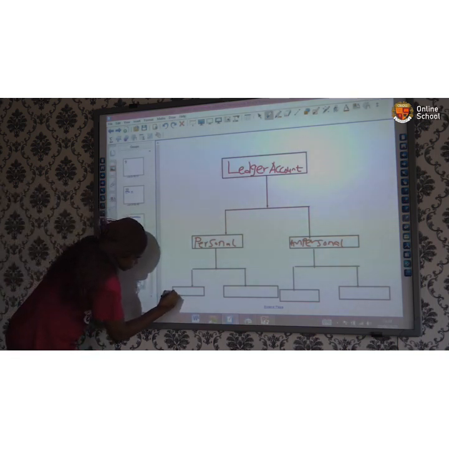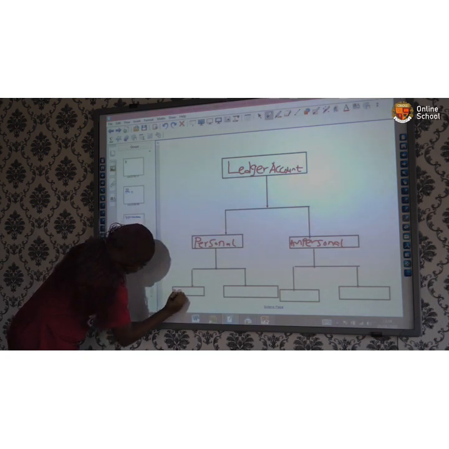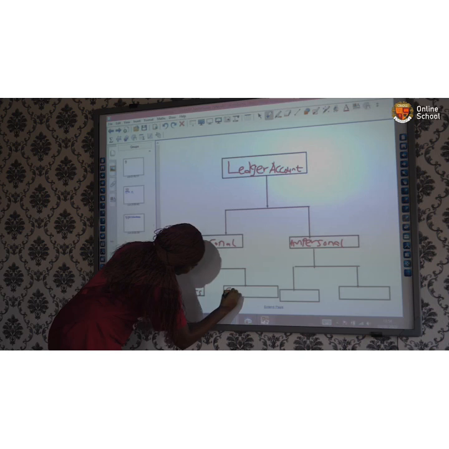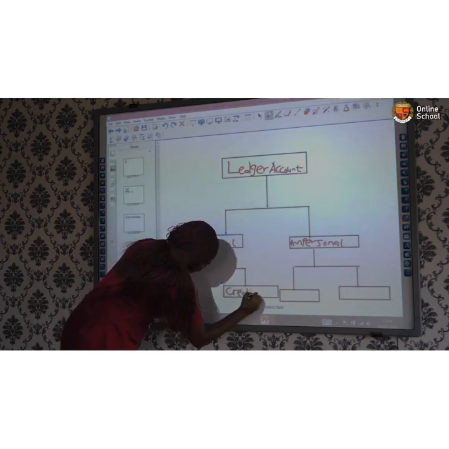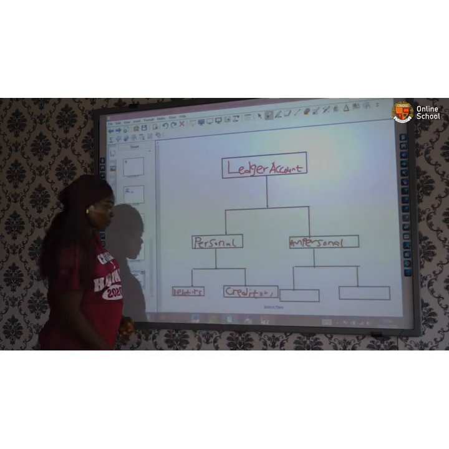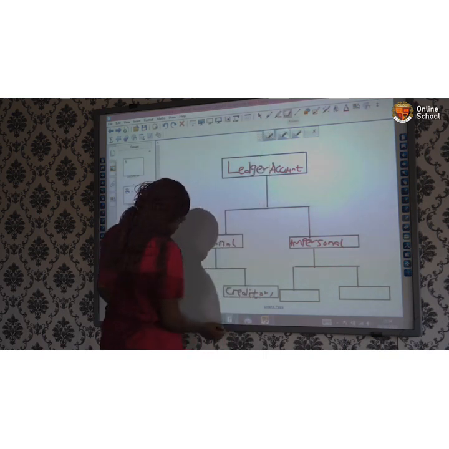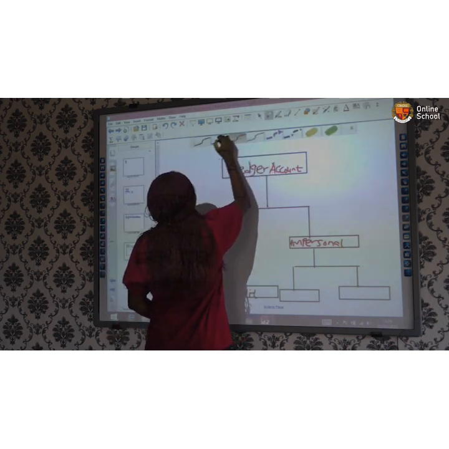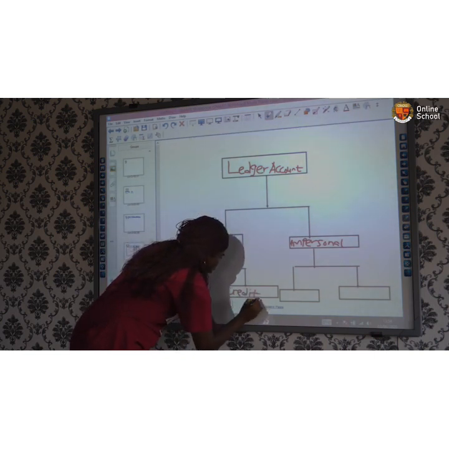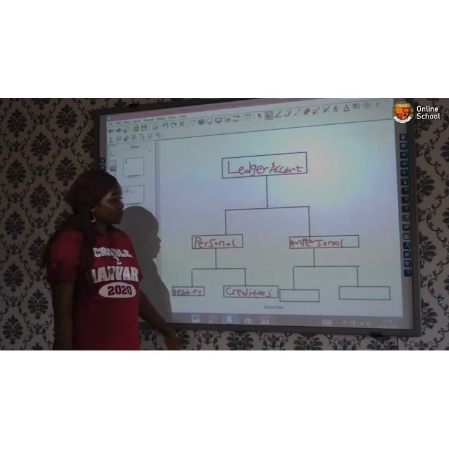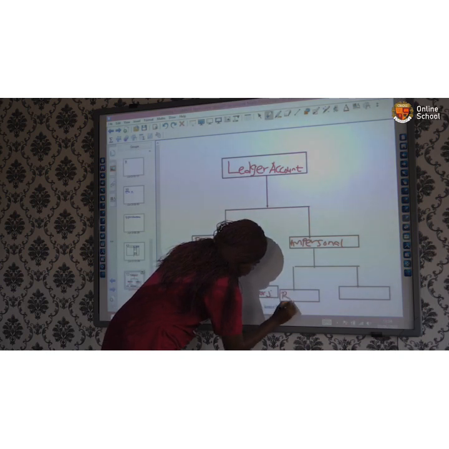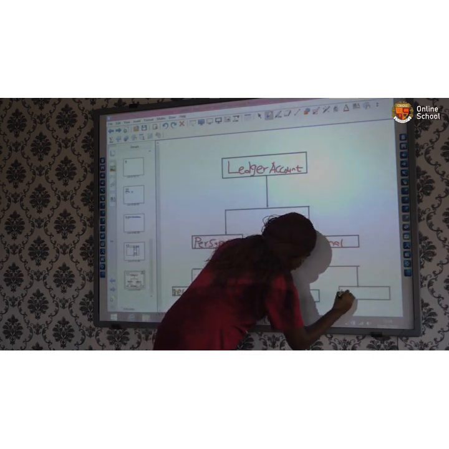The debtors and the creditors. Now, the impersonal account is also divided into two, the nominal and the real account. Real account and nominal.